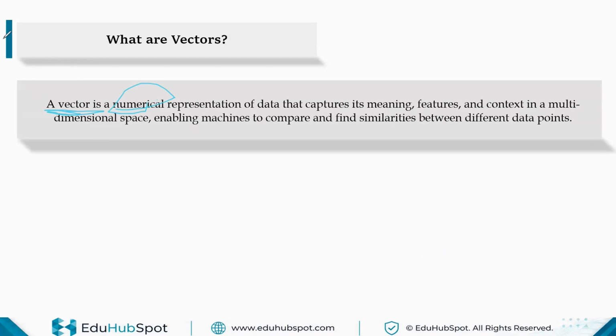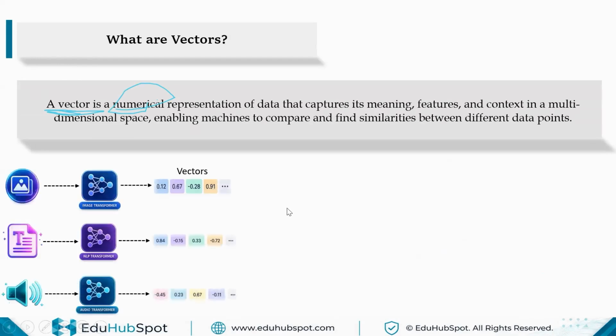Now, let's understand this with the help of an example. Basically, any kind of data, whether it is text, image, music, or anything else, can be converted into numbers. And this conversion can be done with the help of something called an embedding model. So, what we do is we take our data like images, text, and audio and pass it through an embedding model. This embedding model then helps us convert and produce a list of numbers which are called vectors.